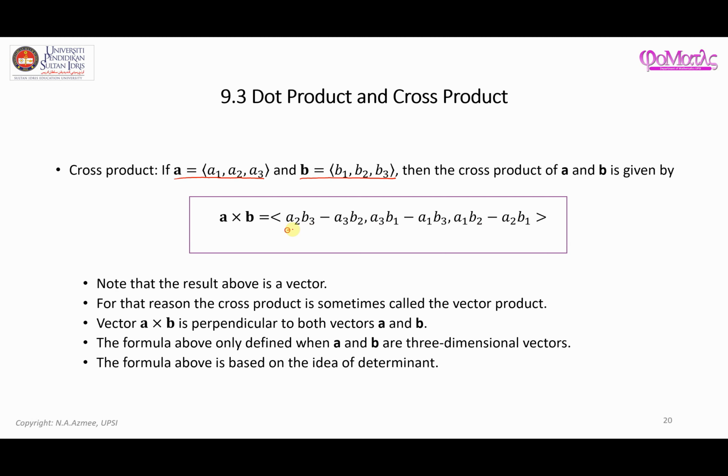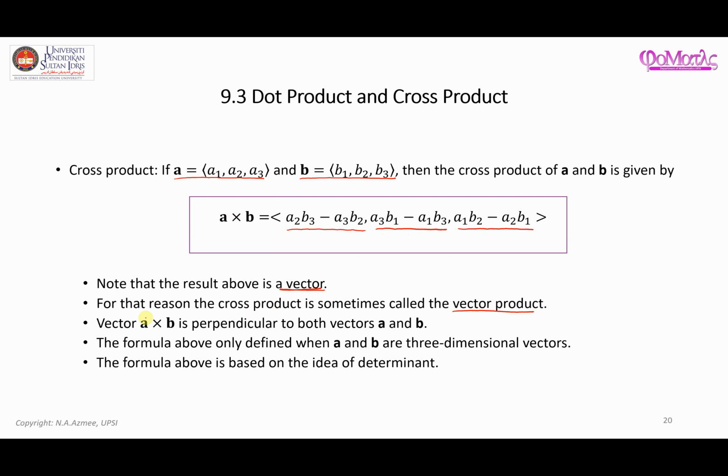Notice that this is A2B3 minus A3B2. This is for the first component, this is for the second component, and this is for the third component. Because of that, I hope you can see clearly that the result above is a vector. Again, this is the first component of this cross product vector, this is the second component, and this is the third component. For that reason, the cross product is sometimes called the vector product.